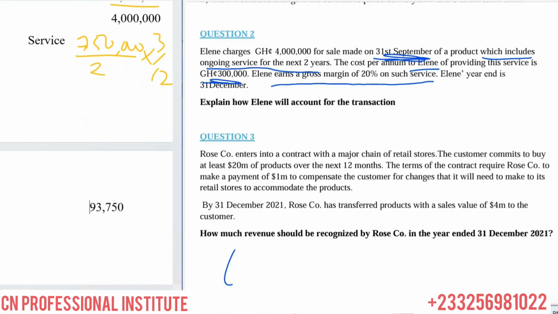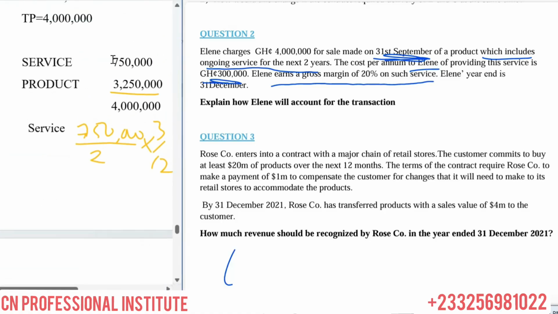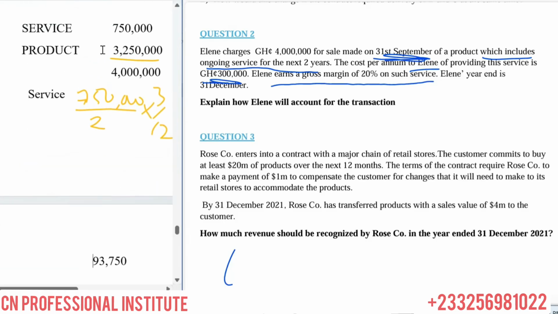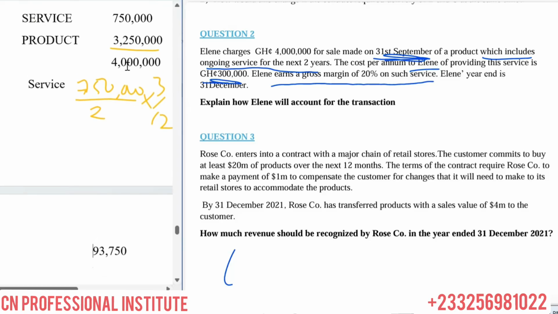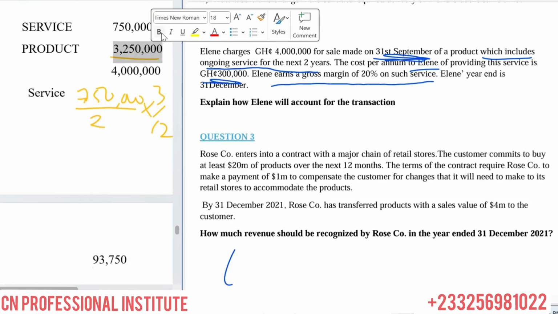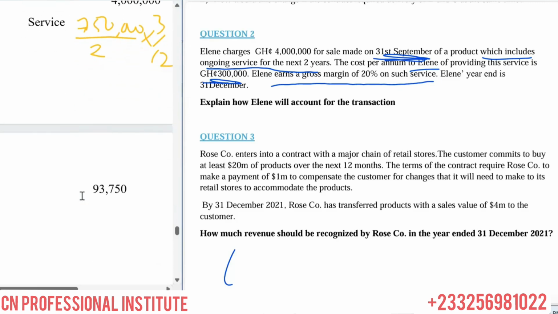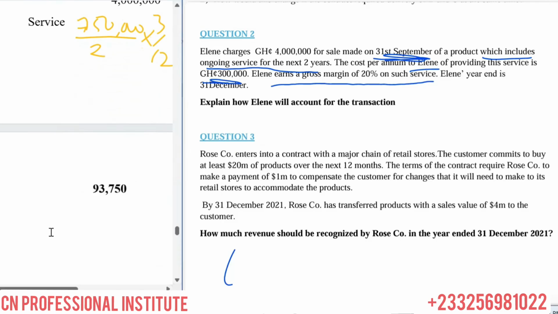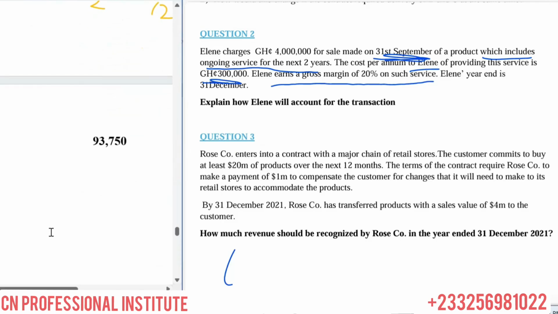Are you following? So when you come here with the service, we are not going to record all the 750. We are going to record 93,750. But with the product, we are going to record all because we've sold it and the performance obligation is satisfied. Are you following? So the total revenue that we are going to record will be the whole 3,250,000 for the product. But for the service, we are going to record only 93,750. The remaining will be what? A liability. Are you following?